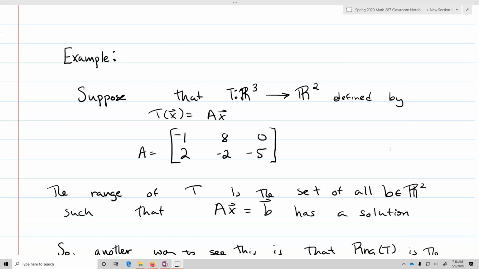All right, so let's take an example. Suppose that T, R3 to R2, is defined by, and we've seen this matrix before, it was one of the last examples, T of x equals Ax, and A equals negative 1, 8, 0, 2, negative 2, negative 5. So the range of T is going to be the set of all b belonging to R2 such that Ax equals b has a solution. Basically, the idea is that if I take a vector in R3 and take it over to something in R2, what are all the values in R2 that I can actually get from this transformation?